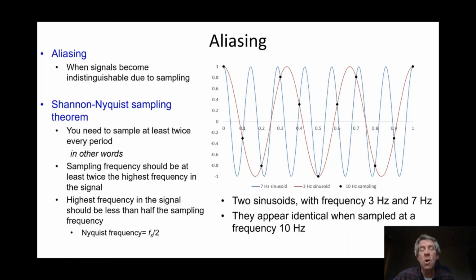So there's one at time 0, another one at time 0.1, 0.2, and so on. And what we see is that although these sinusoids are different frequency, once I sample them, they appear exactly the same. The red curve and the blue curve have the same values every time I place one of these black dots there. So I can't distinguish these 2 signals together once they've been sampled.